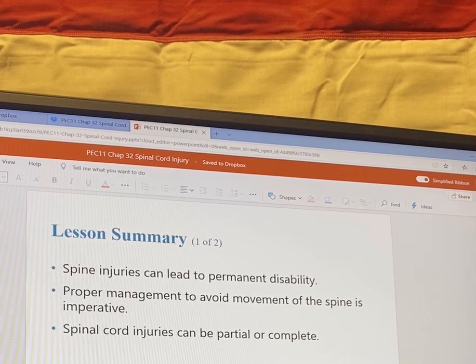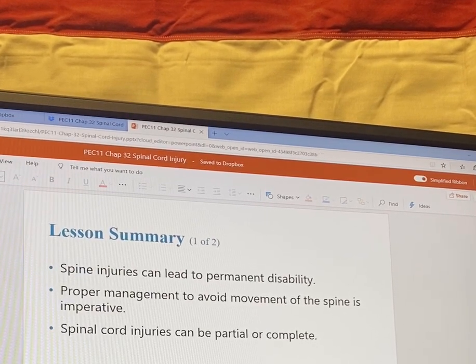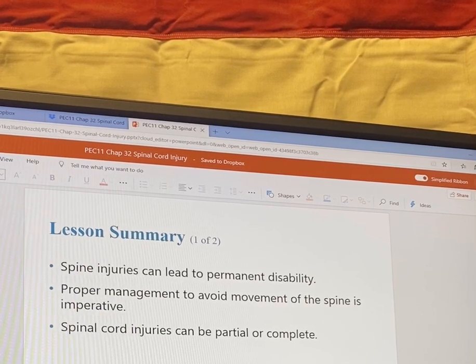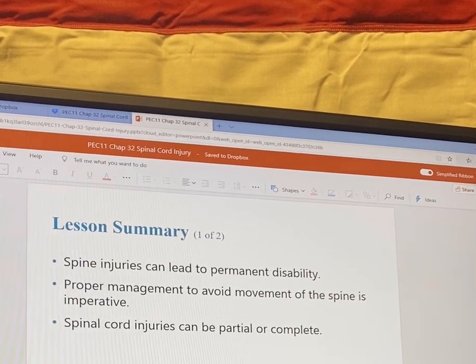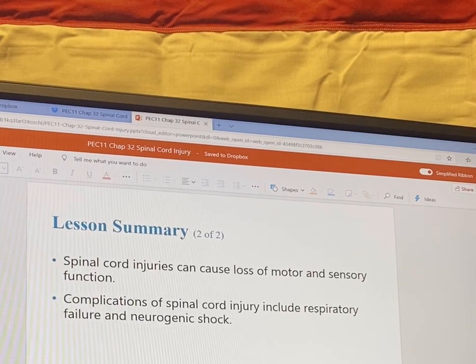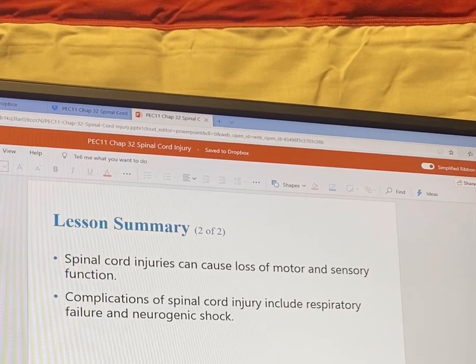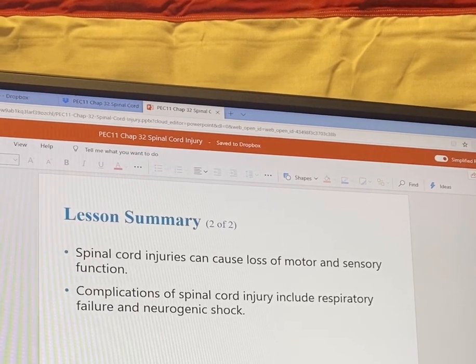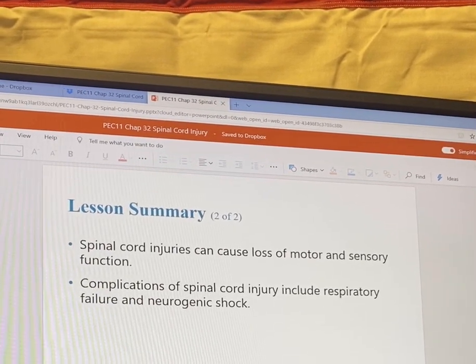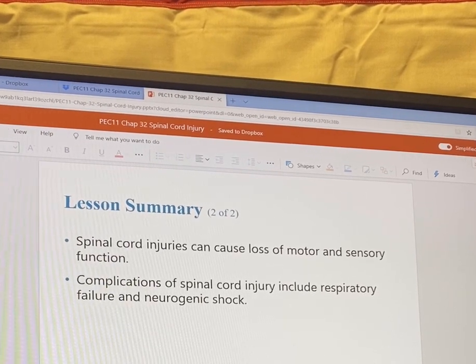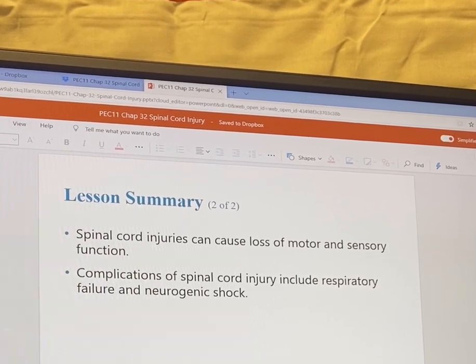Alright, so our summary. Spinal injuries can lead to permanent disability. Proper management to avoid movement of the spine is imperative, and spinal cord injuries can be partial or complete. Spinal cord injuries can cause loss of motor and sensory function. That's why I tell y'all, check PMS anytime you move a patient, anytime you put a C-collar on, anytime the patient moves themselves, check your PMS, okay?